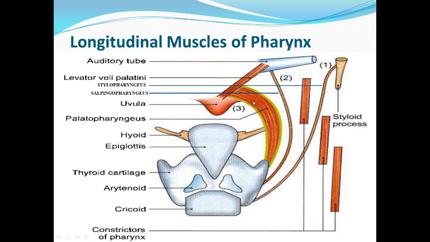Now talking about the palatopharyngeus, as the name itself suggests, palato, it originates from the palate. The fibers of this muscle originate from the side of the palate, from the levator veli palatini, forming the palatine fascia, and are inserted on the thyroid cartilage. So these are the three longitudinal muscles of the pharynx, which form the internal muscle coat of the wall of the pharynx.